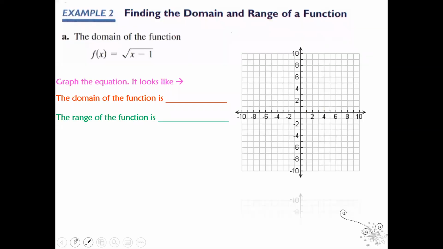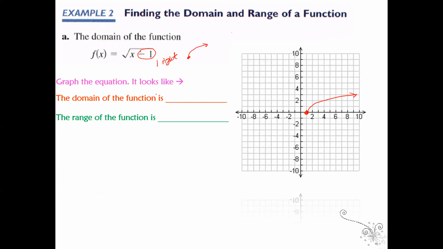Example 2. Okay, so you have to find the domain of this function, but before you do the domain, you probably want to graph this. So this -1 means you go 1 to the right. You know the parent function of a square root looks like this. So I go 1 to the right, and then here's my graph.